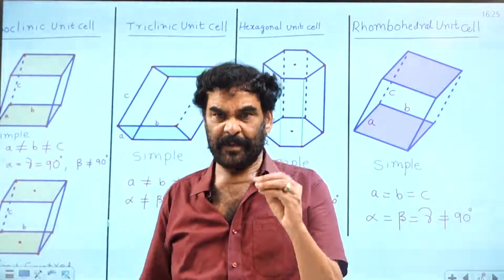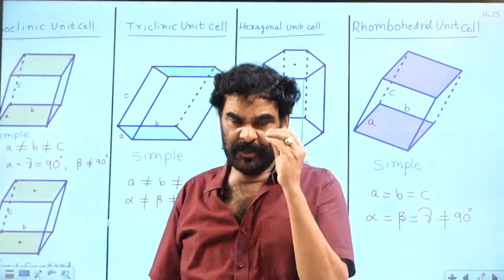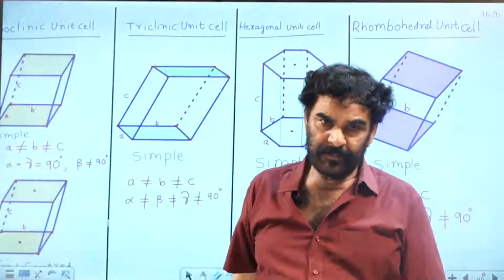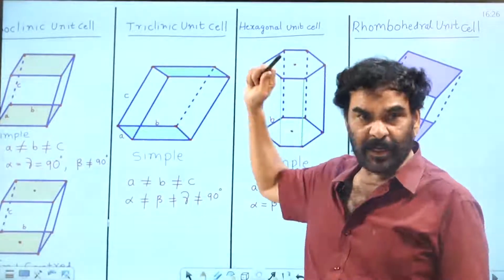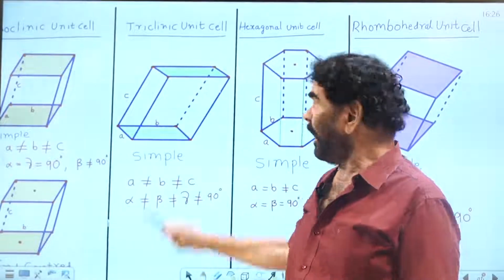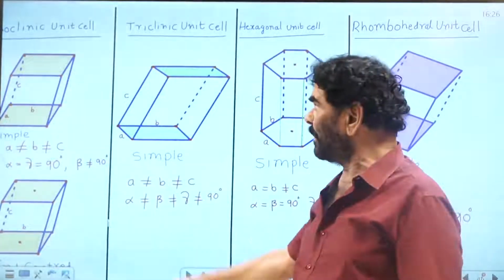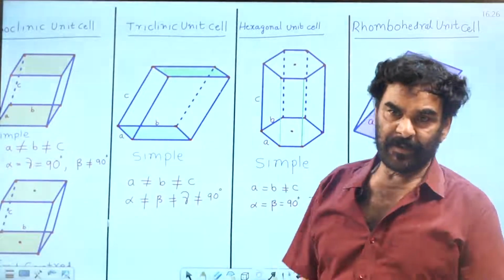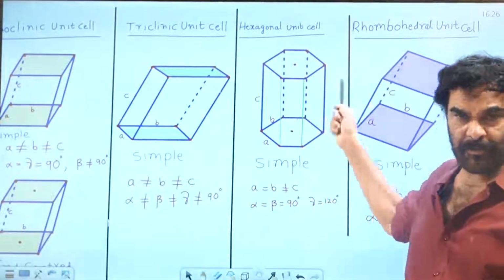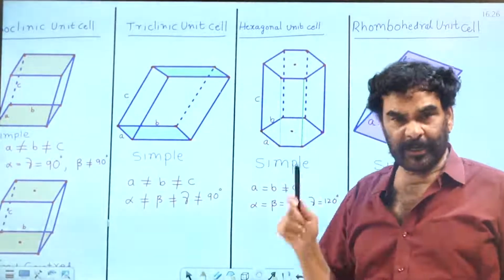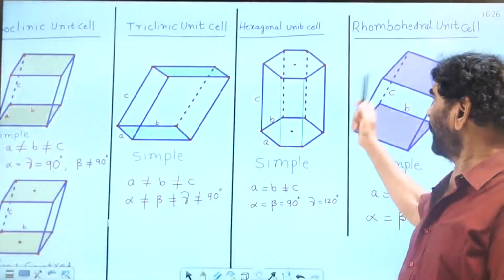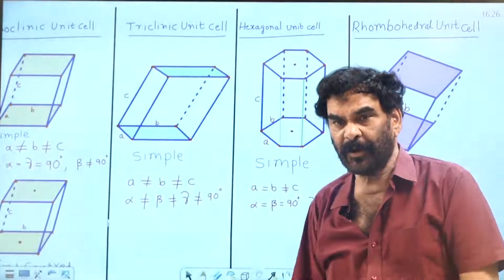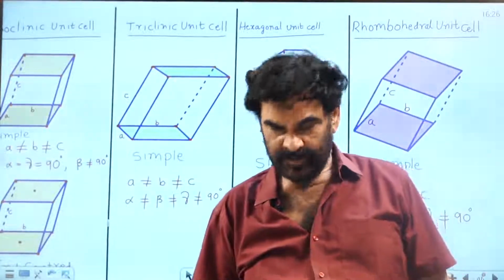So for the cubic system 3, for the second one 2 are possible, for the third one 4 are possible, for the fifth one 2 are possible, and for the sixth and seventh only 1 is possible. Tetragonal 2, orthorhombic 4, monoclinic 2, triclinic only 1, hexagonal only 1, rhombohedral only 1, totaling 14. In nature, only 14 unit cells exist.